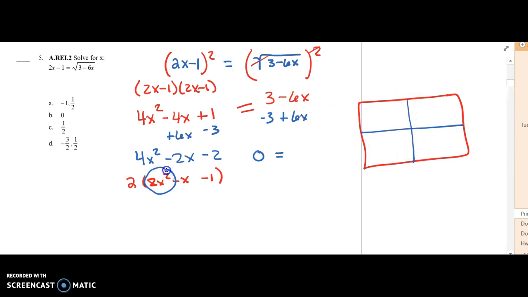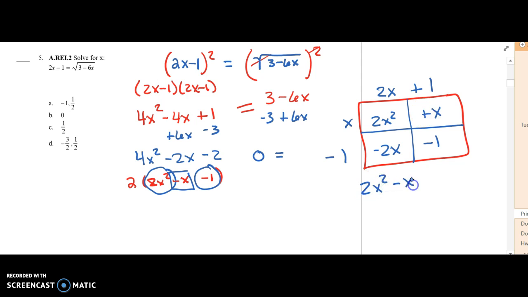We know our first term has to be 2x squared. That's only going to come from a 2x and an x. And our final term has to be negative 1. So that's only going to come from 1 and 1. We had negative x in the middle, so that must mean we have a negative 1 here for negative 2x, positive 1 there for positive x. Now when we combine all our like terms, 2x squared minus x minus 1. That means our solutions are x minus 1 and 2x plus 1.